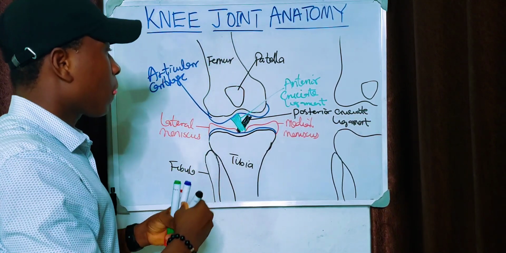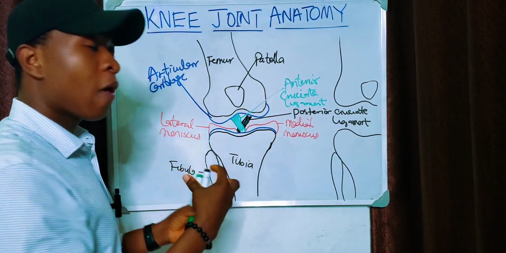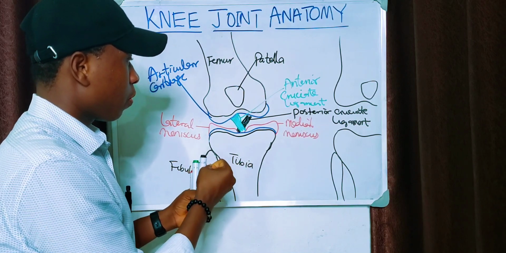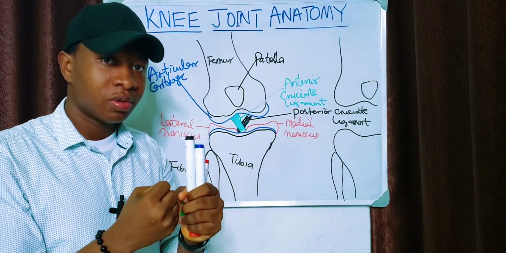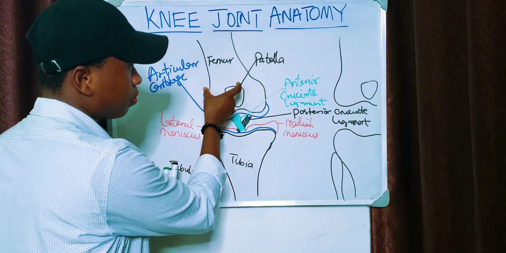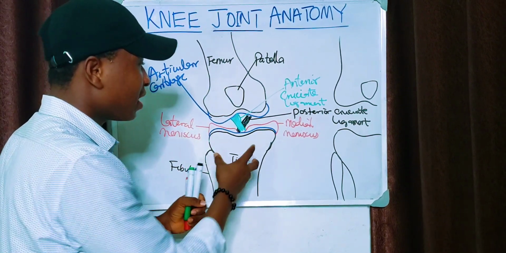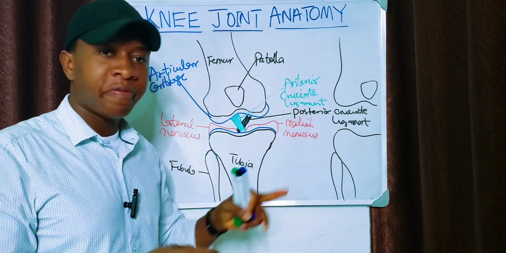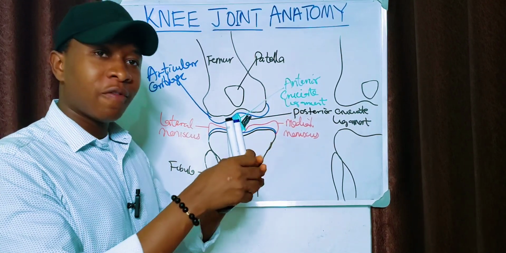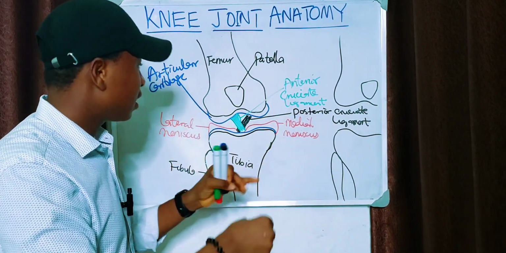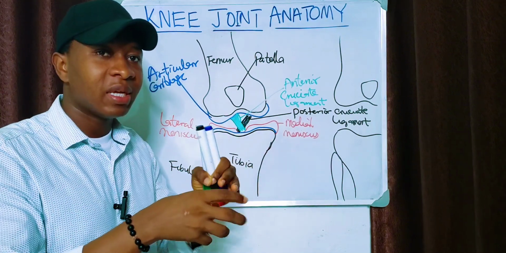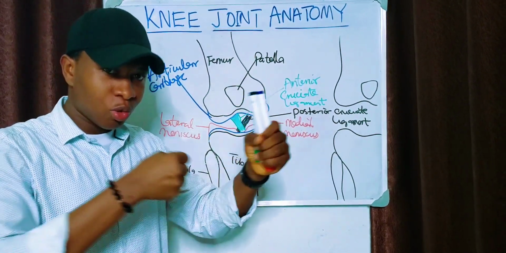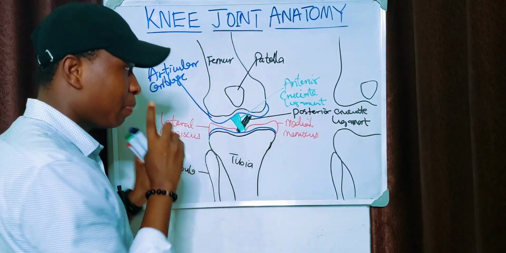Now the posterior helps the tibia to be held strongly to the femur. So it prevents the backward movement of the tibia, while the anterior prevents the forward movement. The posterior prevents the backward movement. So this cruciate ligament helps to hold the joint in place.